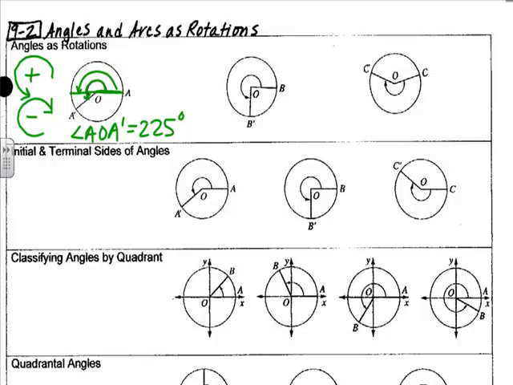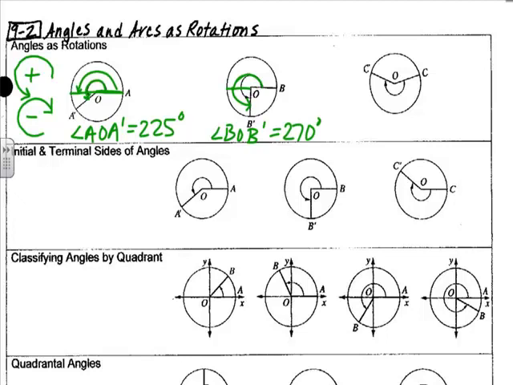Okay, so then here's the next one, angle BOB prime, which is going a little further. It's going to the 180 position, and then it's going 90 more, so that's 270 degrees. So you just need to start becoming comfortable with dealing with angles.